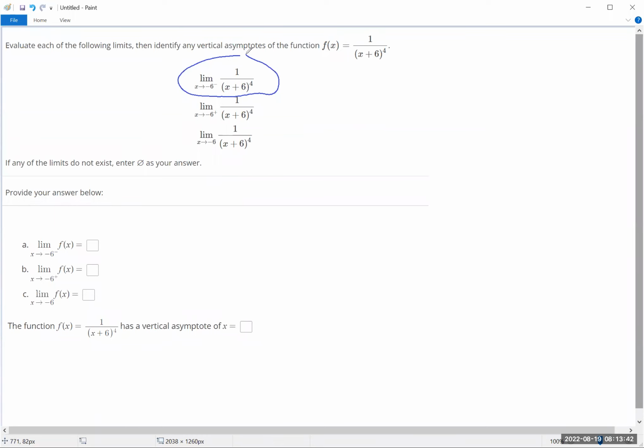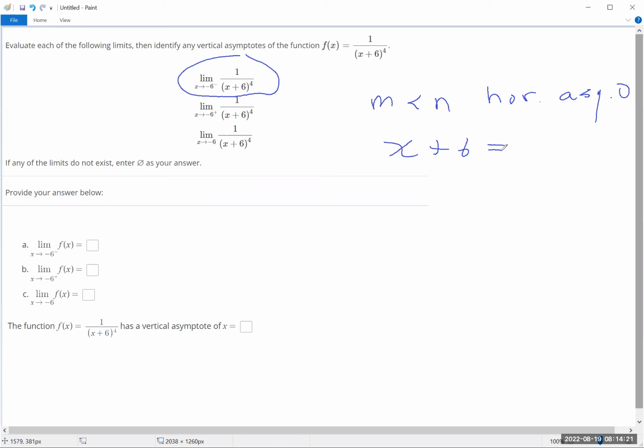So one thing you might remember is that if the degree of the numerator is less than the degree of the denominator, then there is going to be a horizontal asymptote at 0. Okay, so we'll draw a rough sketch here in a minute to remind us of what that means. It's also worth noting that x plus 6 cannot be 0.